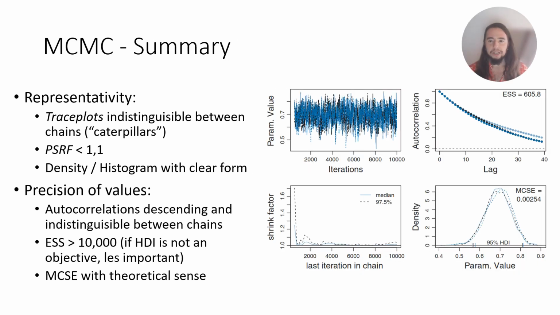As a summary, we need the MCMC to have representative values. To assess that, we have the trace plots and the potential scale reduction factor, and we also plot the densities or histograms to have a clear form without many differences between each chain. And then we need these values to be precise. Therefore, we need low autocorrelations without differences between chains, an effective sample size above 10,000, and a Monte Carlo standard error that makes theoretical sense.